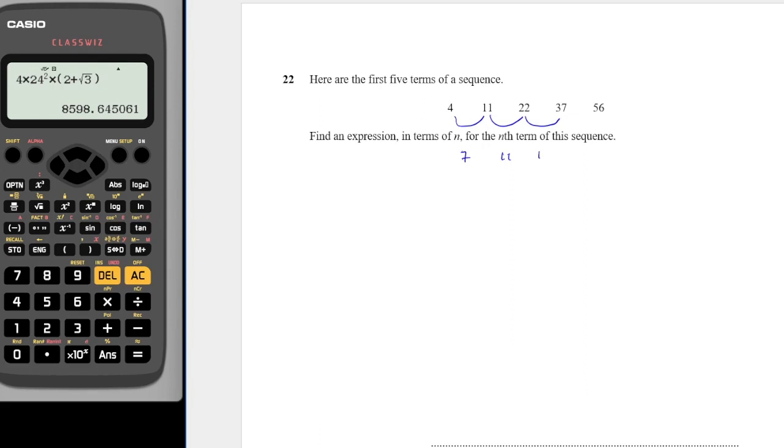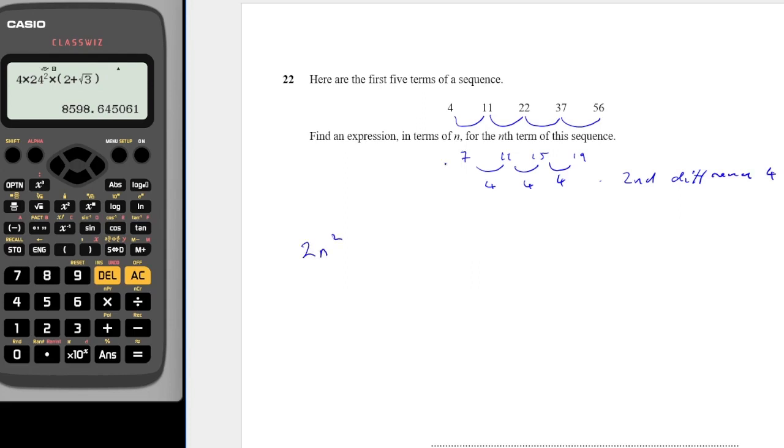The difference between those two numbers is 15. The difference between those two numbers is 19. So the second difference is 4, 4, 4. Because the second difference is 4, we would expect there to be a 2n squared in our sequence.